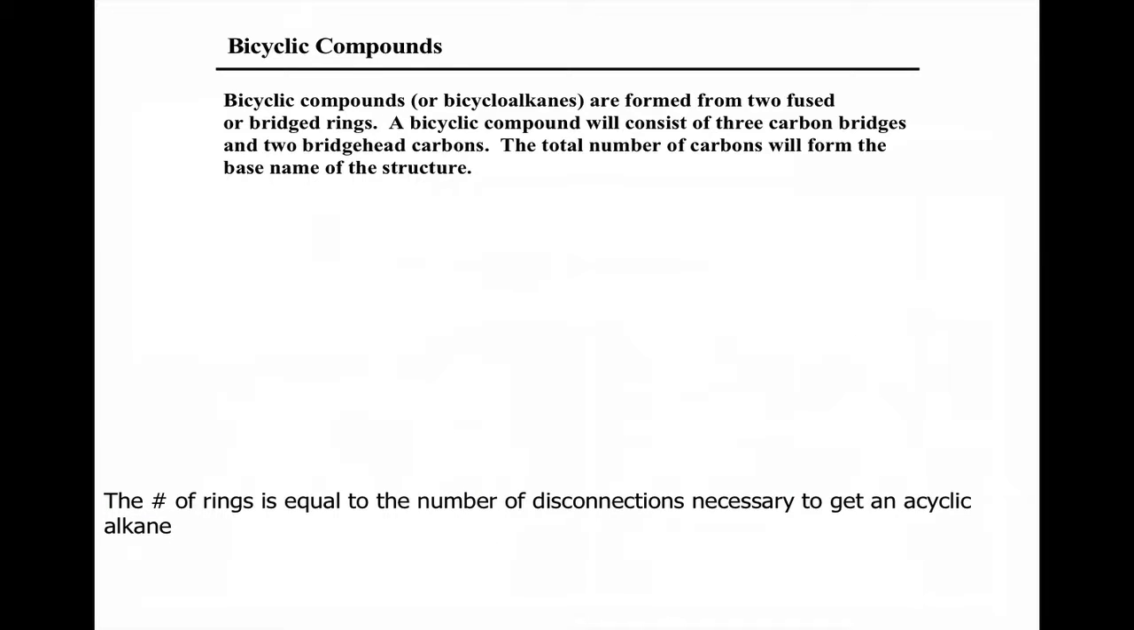Bicyclic compounds. These are compounds that have more than one ring. Okay? So for example, this molecule, it has more than one ring. How many rings do we have? Why do we have 2? Let's build a model, see if we got 2. Let me snap together the right number here.